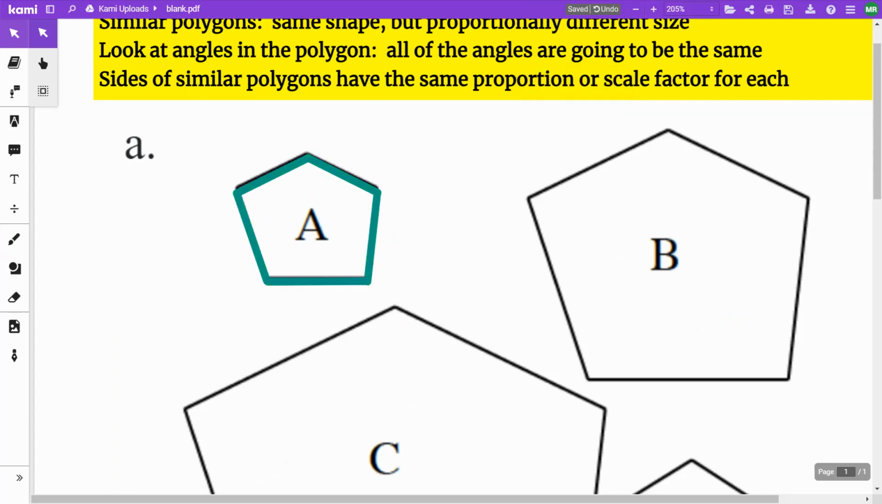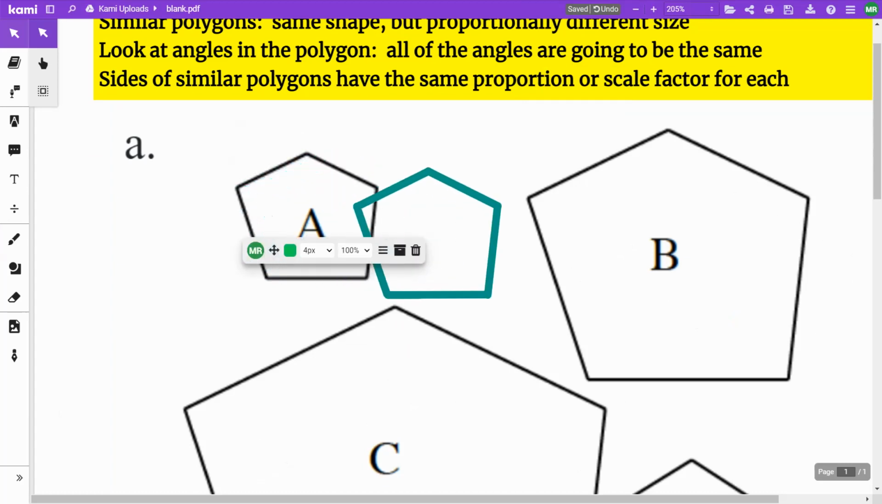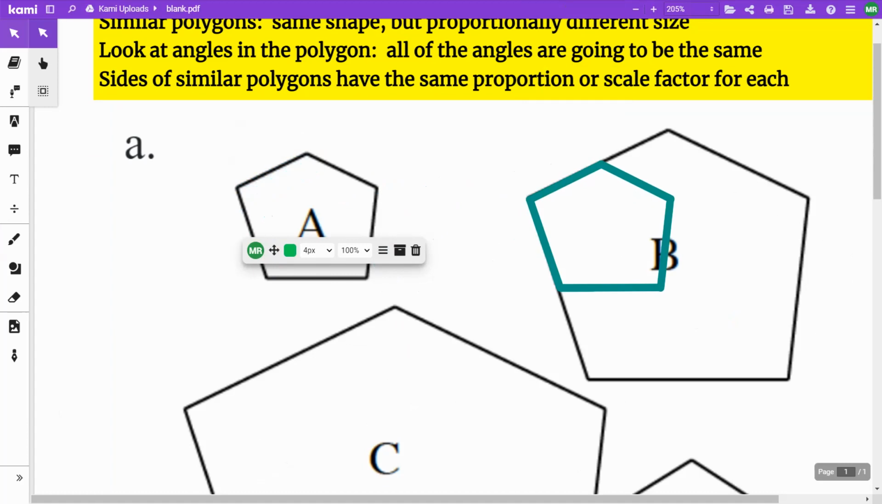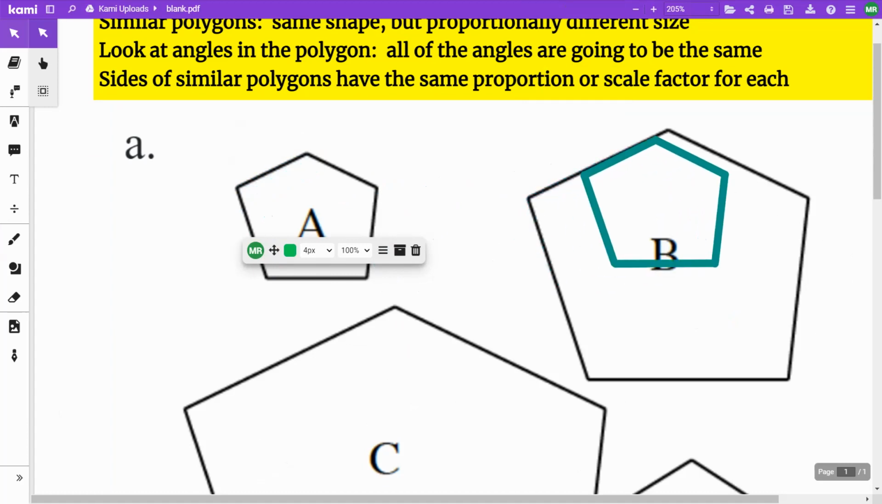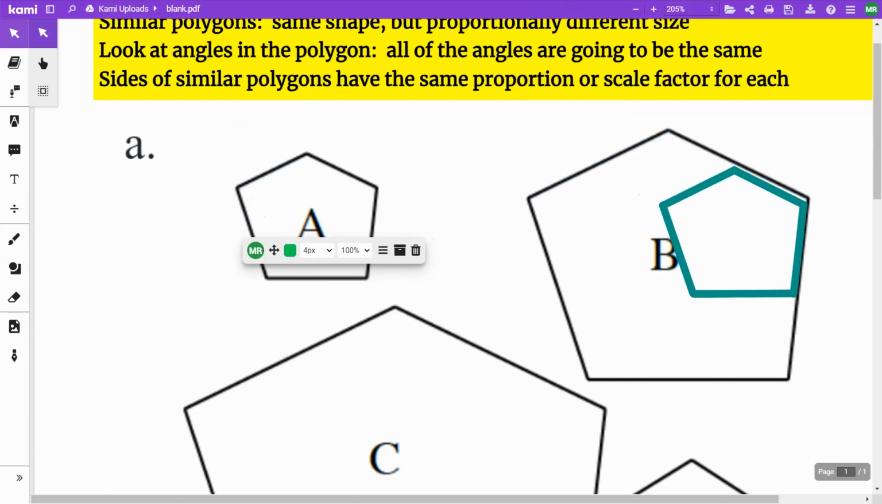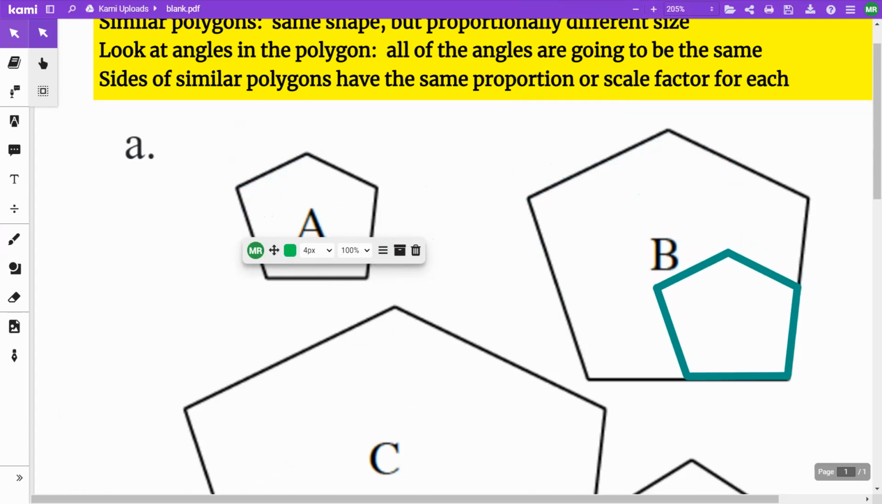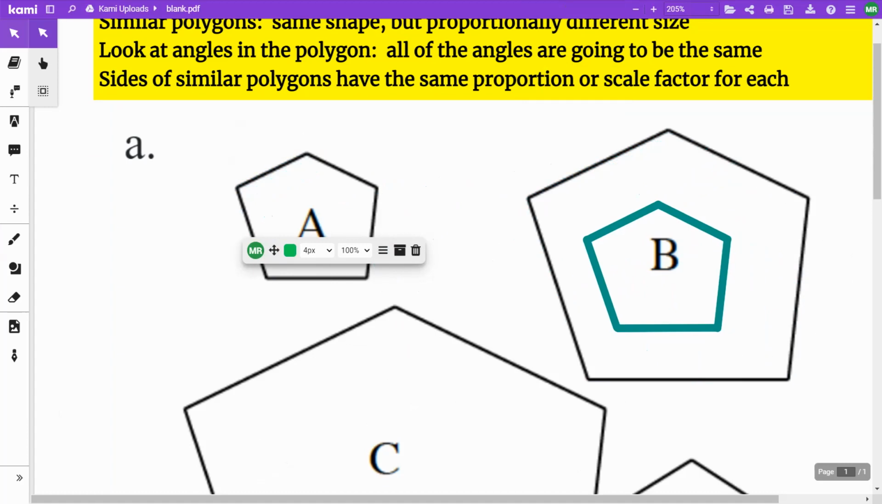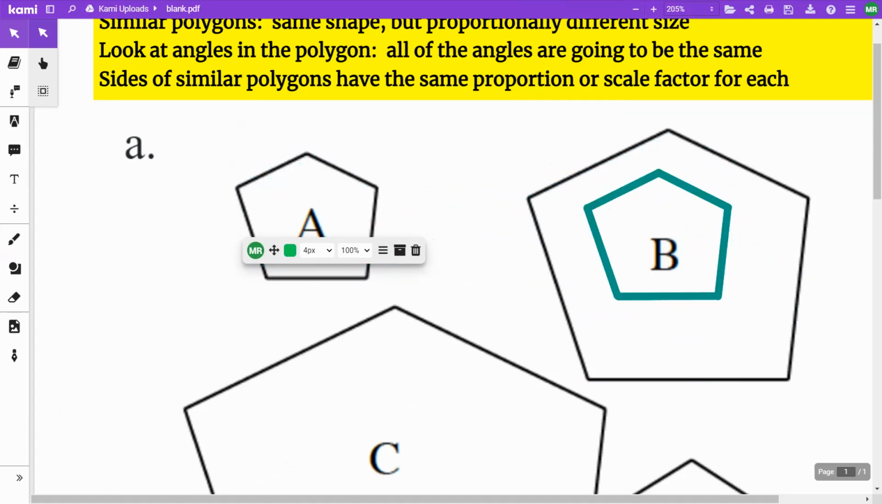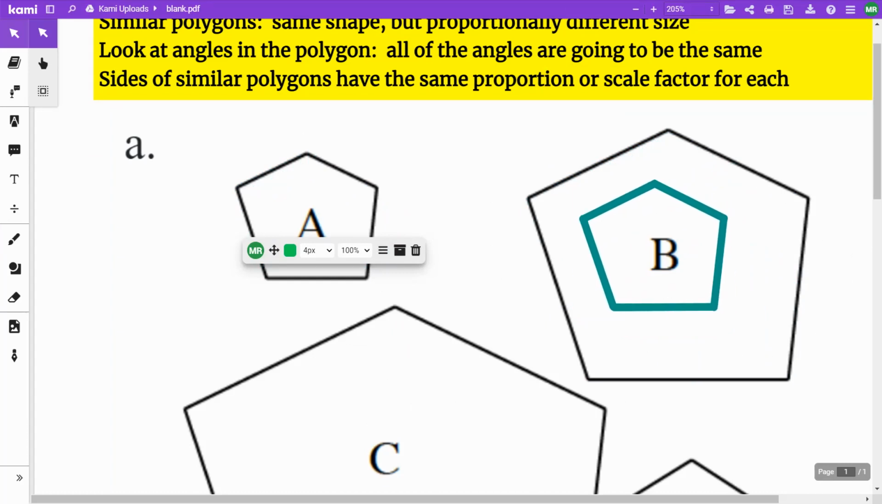And then what I'm going to do is take this polygon and move it over here to A, and compare each of the angles. You see that angle matches, that angle matches, that angle matches, that angle matches, and so does that. So B is going to be a similar polygon compared to A. Obviously, it is a larger version of it.